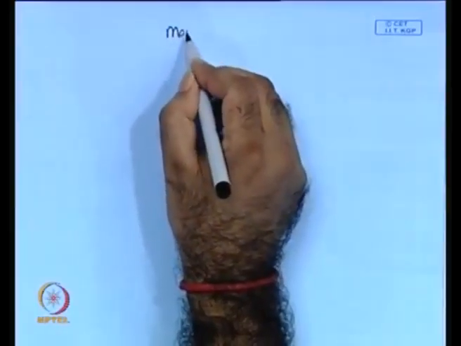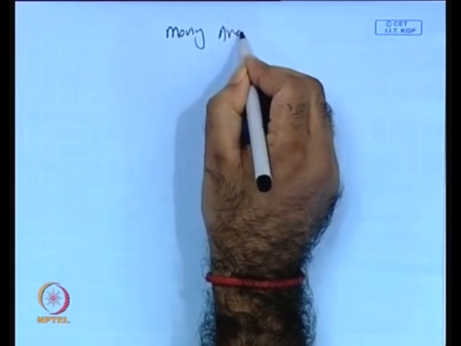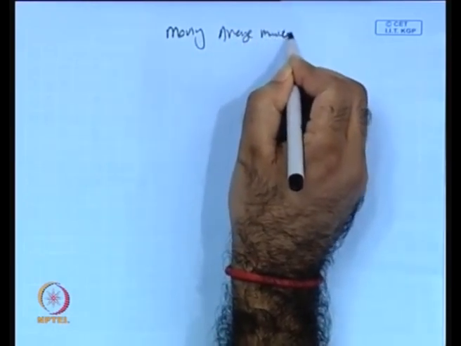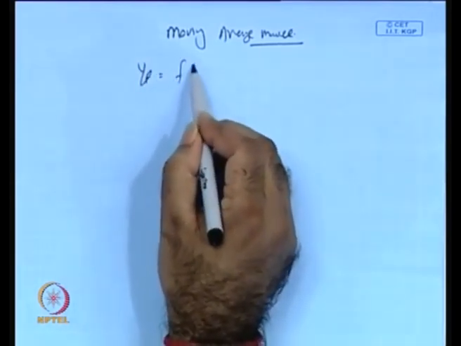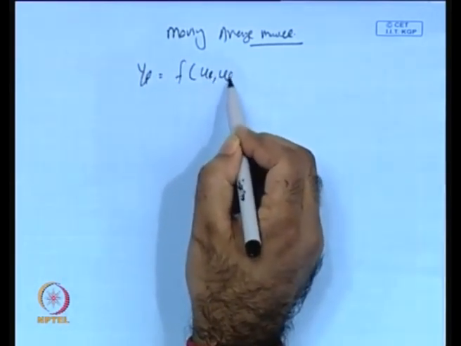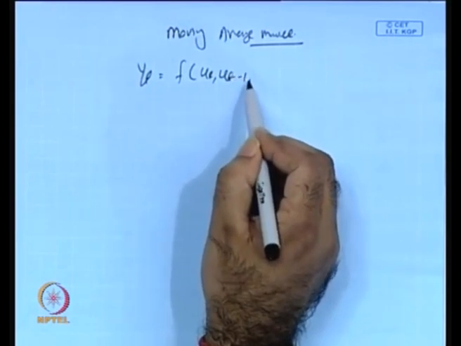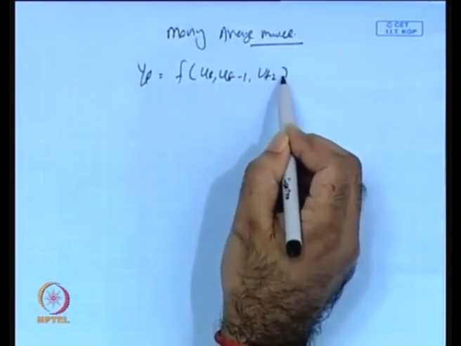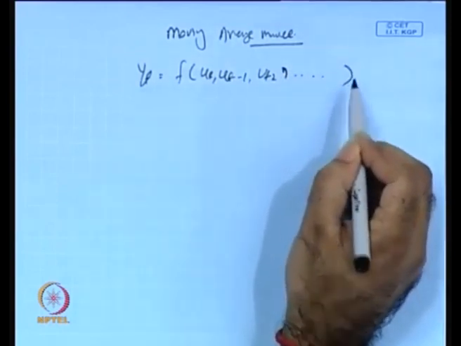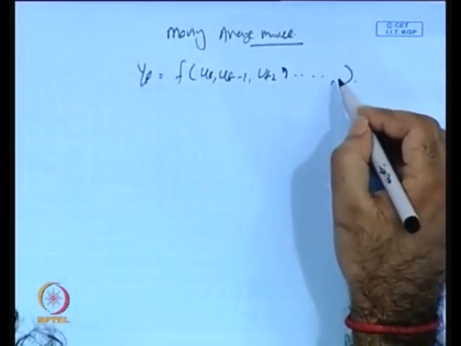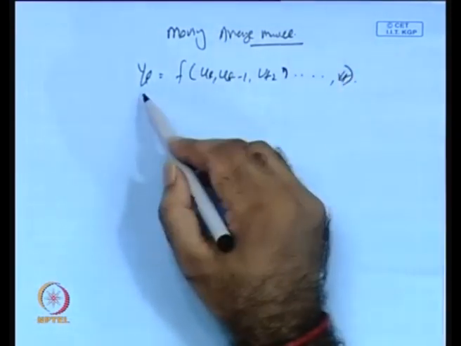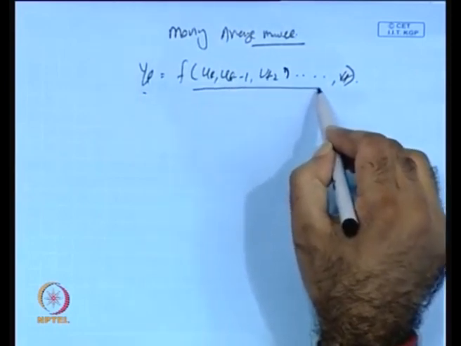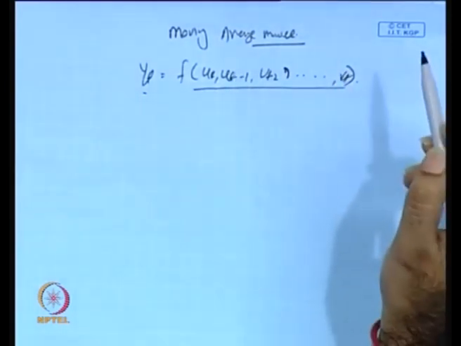Now, coming to moving average schemes, there is another called moving average models. The moving average model is a system where yt is a function of ut, ut minus 1, ut minus 2, and it will continue. Another variable, say vt, the error term vt. So, ut is a function of the error term and its lag length. This is more interesting in fact.